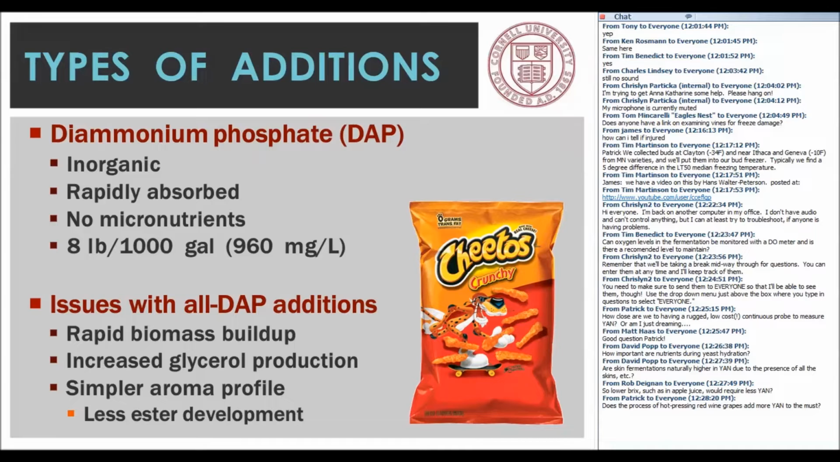This is just straight ammonia. The legal limit in the U.S. is 8 pounds per 1,000 gallons, or 960 milligrams per liter, so that's something you need to respect. There are some issues with all DAP additions, though.